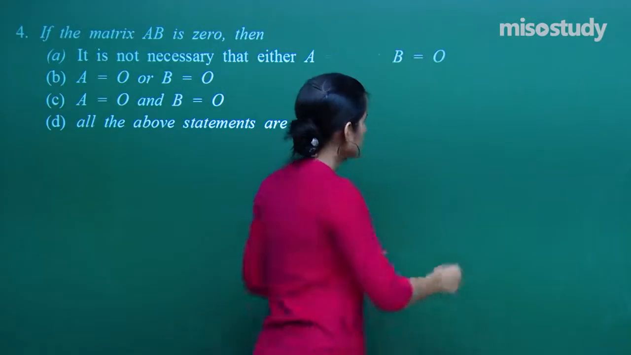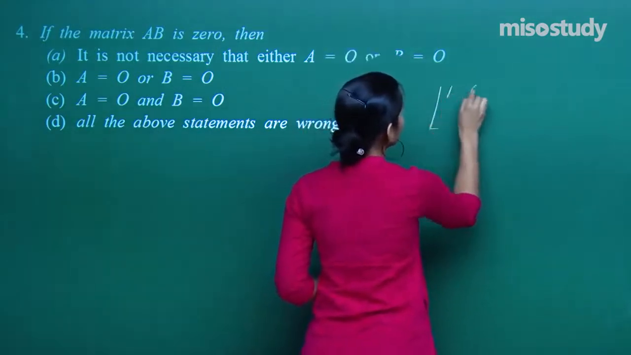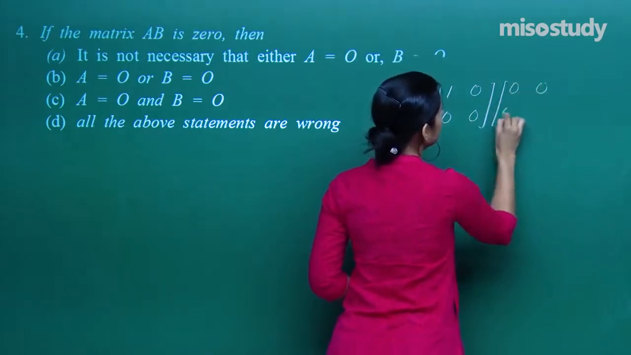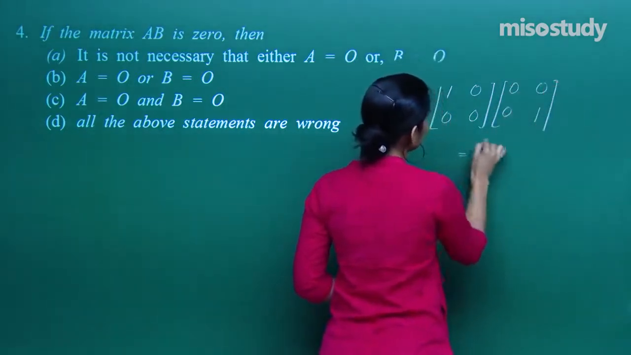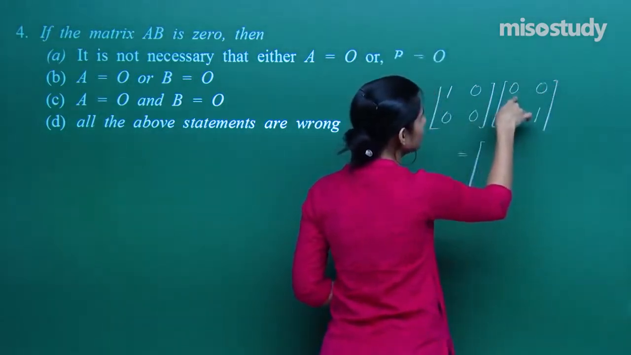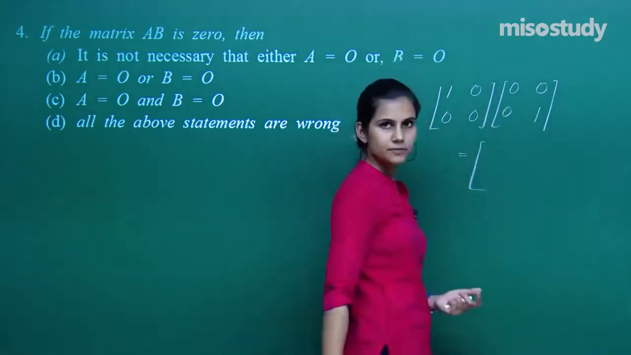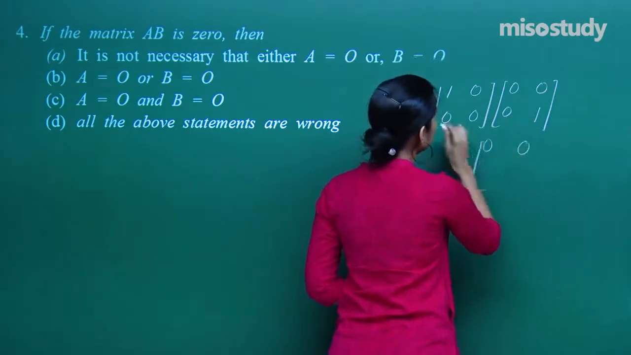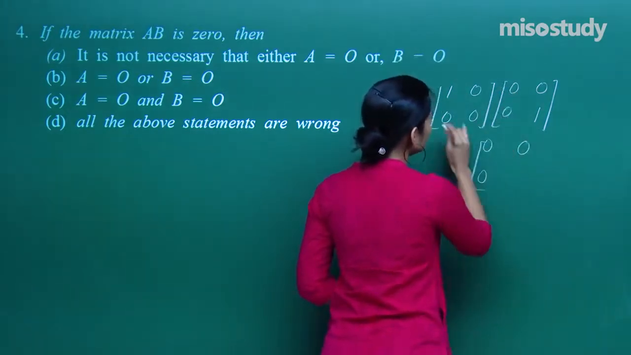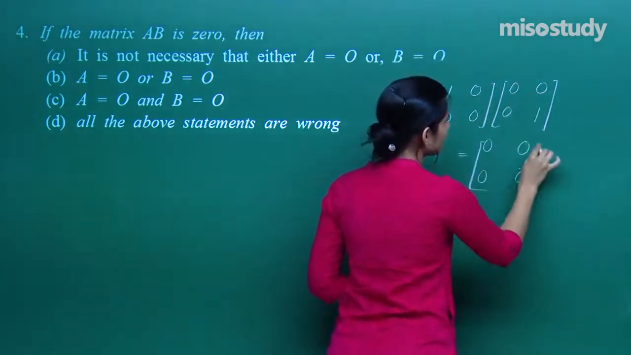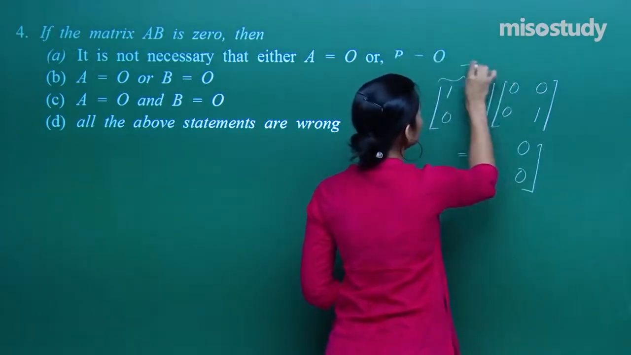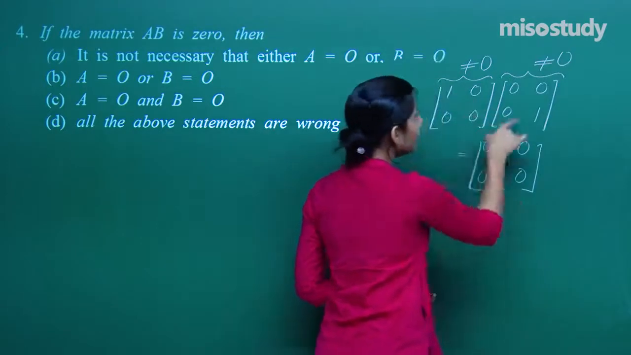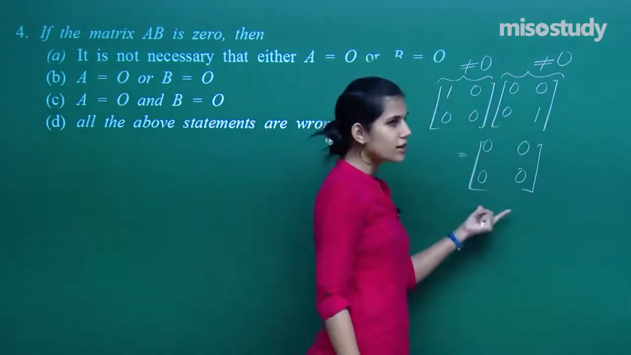What is the scenario? If you remember, I had told you if you take these matrices and you multiply, you get 1 into 0 plus 0 into 0. This is 0. 1 into 0 plus 0 into 1. 0 into 0 plus 0 into 0. 0 into 0 plus 0 into 1. So you can see this matrix is not a null matrix, because all entries are not 0, but still their product is 0.